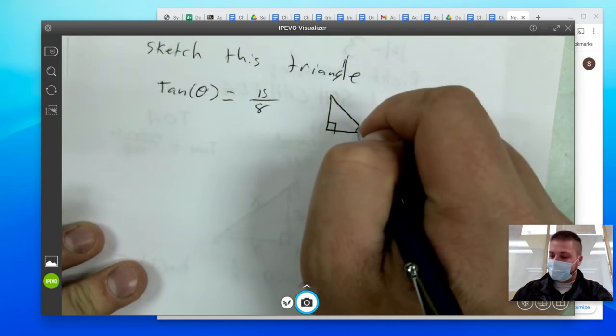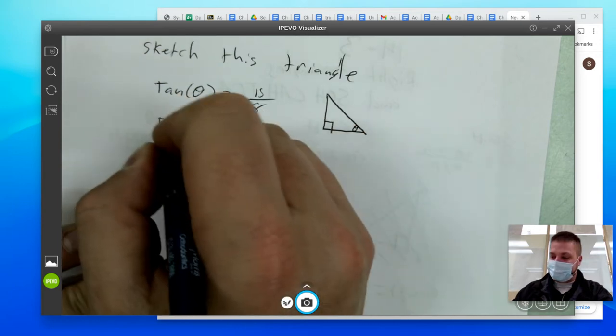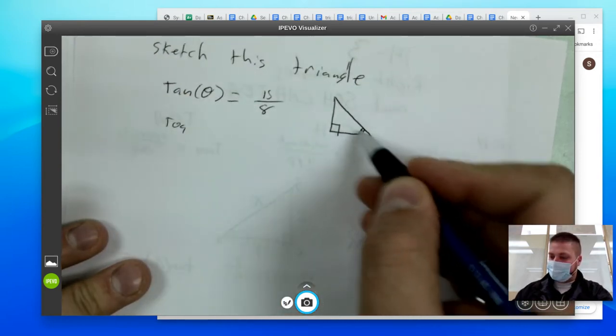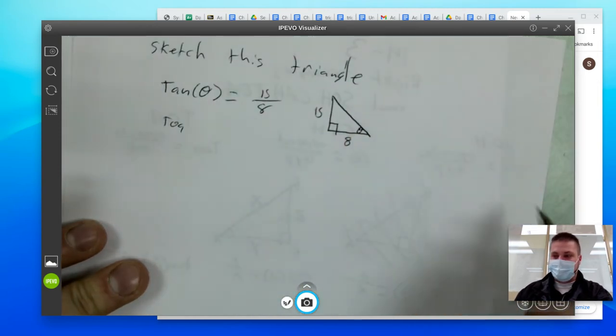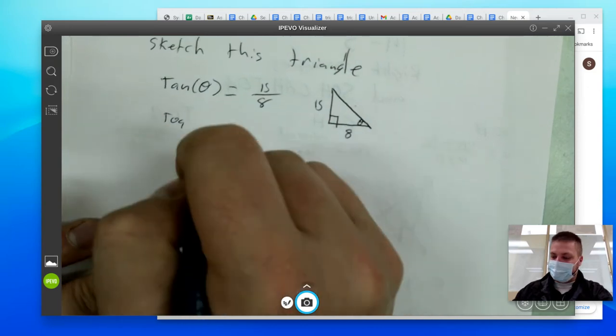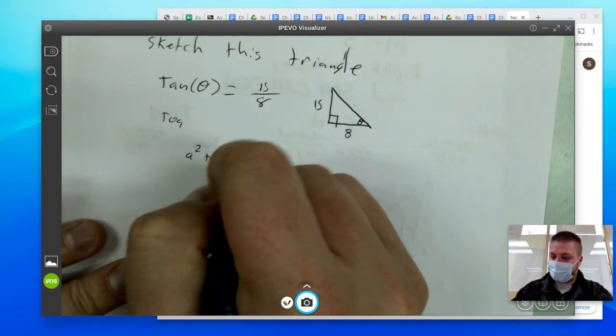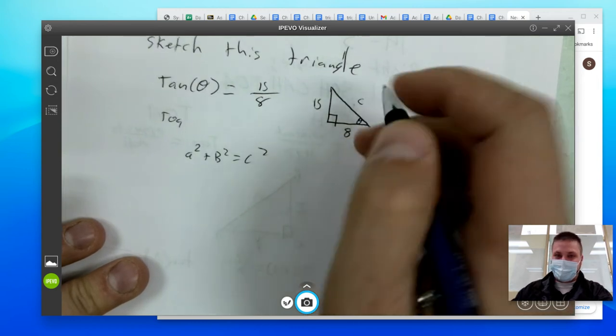So let's call this theta. Okay, the tan is 15 over 8. Tan is TOA, which is opposite 15 over adjacent 8. I know this is the hypotenuse. I'll then have to use the Pythagorean theorem, a squared plus b squared equals c squared, to find my missing value here that I'm going to call c.